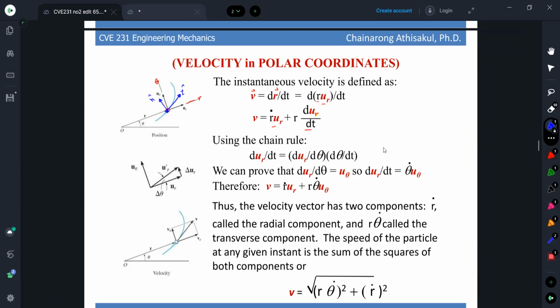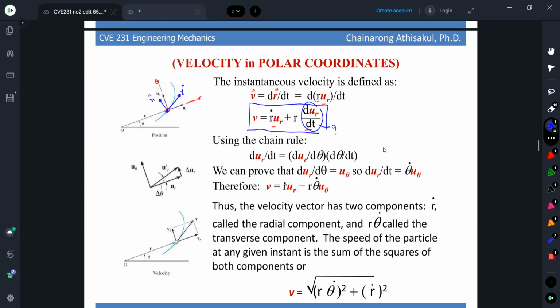The tangent coordinate and theta may not be collinear to each other, and the R coordinate and normal coordinate may also not be collinear to each other. So for this case, we have the velocity vector equal to r dot u_r plus r du_r by dt. Then we have to determine this term. What is it?